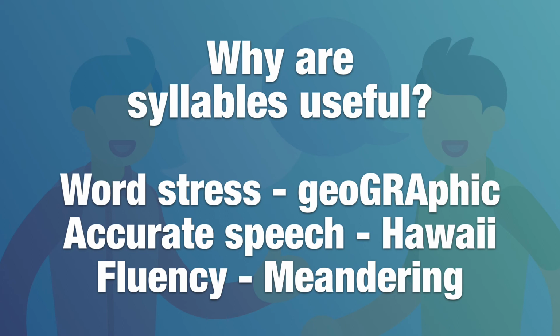Now, we also simply need to know syllables in order to say words accurately. There are a lot of words that sound a little weird, like Hawaii. That's not only about stress, but we need to know the IE is a two-syllable piece of the word. And we have to be able to distinguish those two and say them correctly. We have to separate that last E sound in the syllables. Now, we also need to know this for fluency.